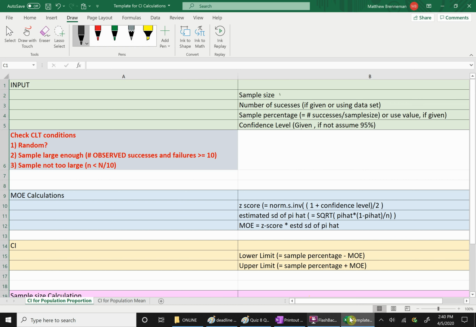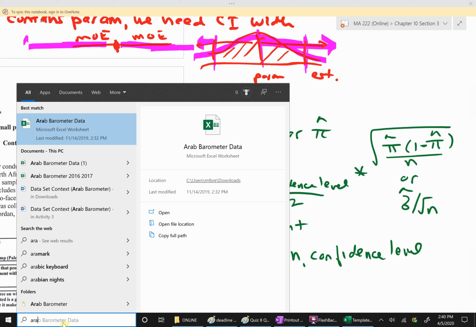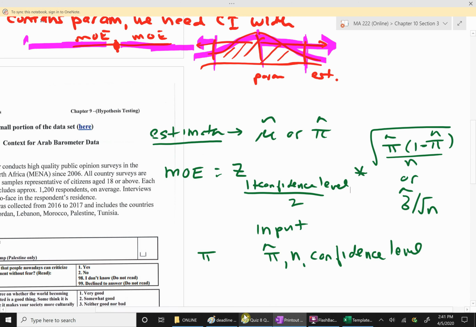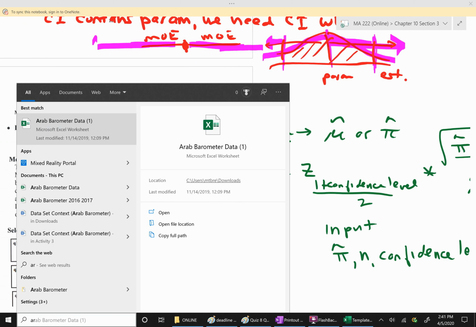So let's go ahead and do this for a particular data set. What I'm going to do is use the data set for the Arab Barometer here. Let's see, which data set did I use? 2012 or 2016? I used 2016. So let me go ahead and do that. So this is the barometer data.